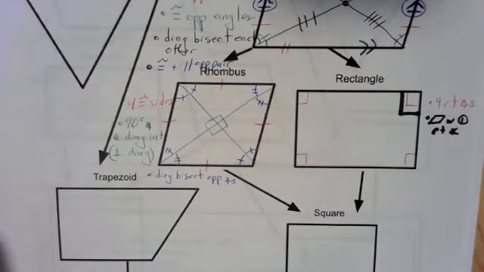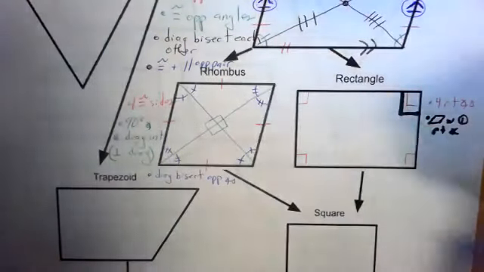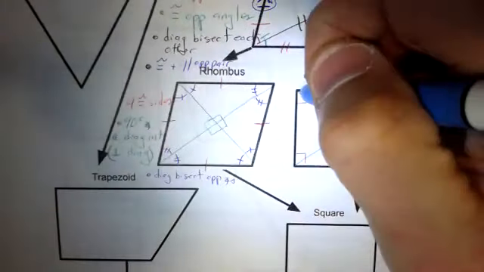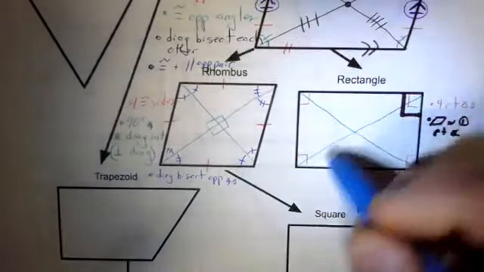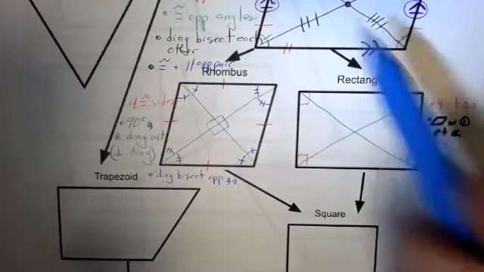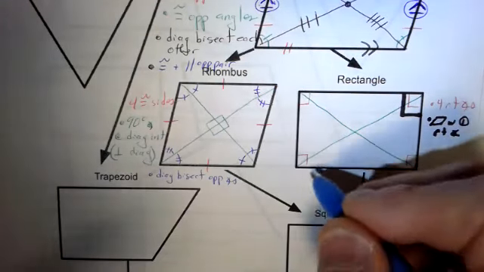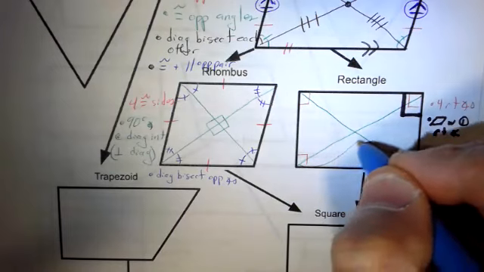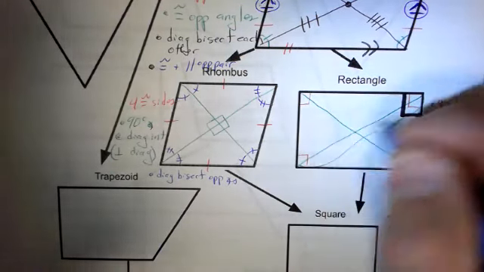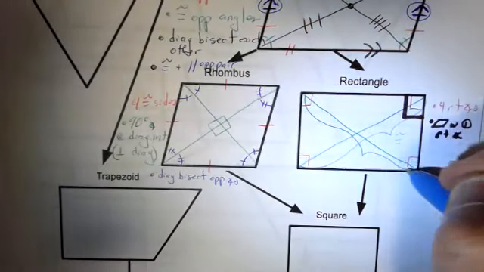Now, the other way that we know that we have a rectangle is if the diagonals are congruent to each other, meaning they're the same exact length. That's not true for a rhombus or a parallelogram or a quadrilateral, but in a rectangle, the diagonals are exactly the same length. So I'm going to mark this up with brackets, which means the whole length of the diagonal is congruent to the whole length of this diagonal.